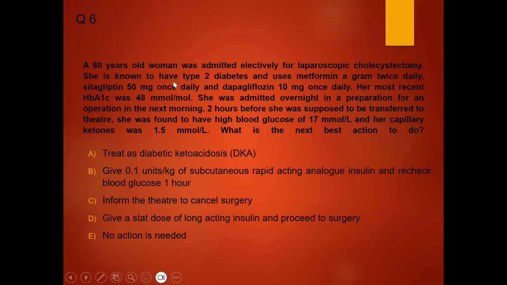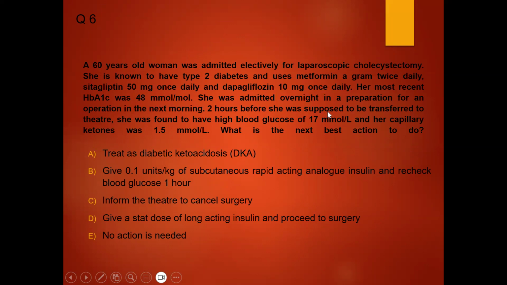Question number 7. A 60-year-old woman admitted for elective laparoscopic cholecystectomy, known to have type 2 diabetes, uses metformin 1 gram twice daily, sitagliptin 50 milligram once daily, and dapagliflozin 10 milligram once daily. Her most recent HbA1c is 48 millimole per mole. She was admitted overnight in preparation for an operation next morning.